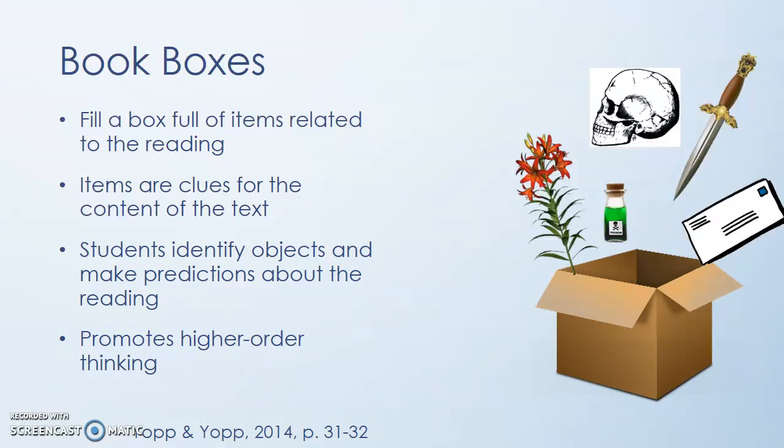We have the flowers that will represent Ophelia and her struggles going through a relationship with Hamlet. We also have the skull, obviously an important figure. We have the dagger, the poison, and the letter. So all of those things are important elements of the story of Hamlet and could be used in a book box prior to reading.